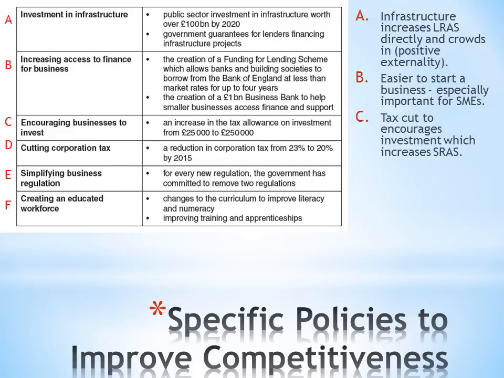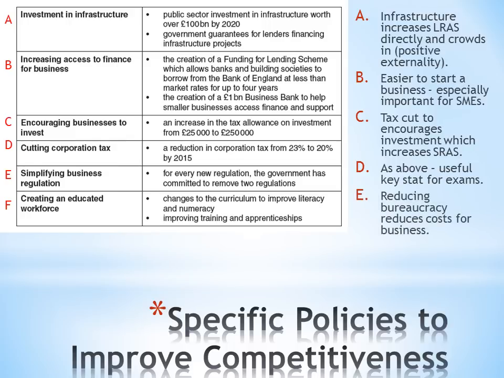Encouraging businesses to invest again. Well, there you go. So we have a tax break, a tax allowance for investment. You subsidising it effectively. That increases SRAS, probably LRAS too. Cutting corporation tax, similar kind of thing. What might be useful here for your exam is just knowing that corporation tax has been cut from 23% down to 20%. That steady cut in corporation tax makes us a good place for FDI as well, for foreign companies to come and do business, but of course also just makes there be more funds available for firms from their profit in order to invest. Corporation tax is a tax on profits, by the way.